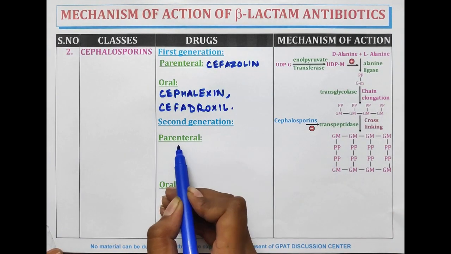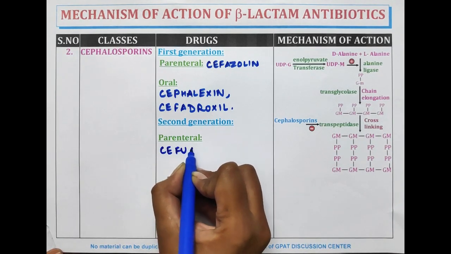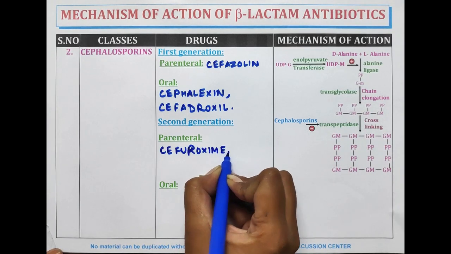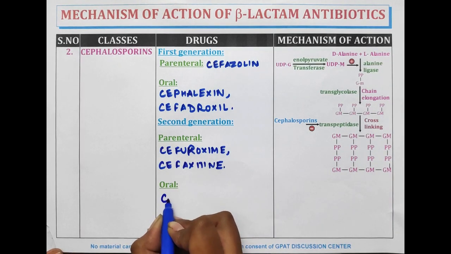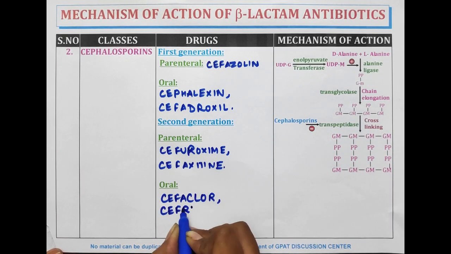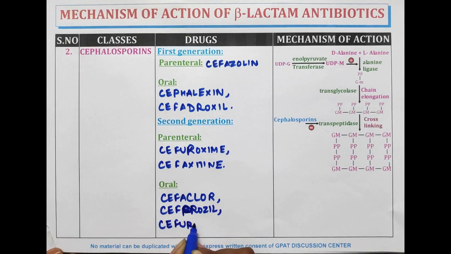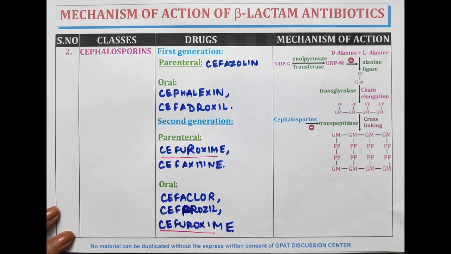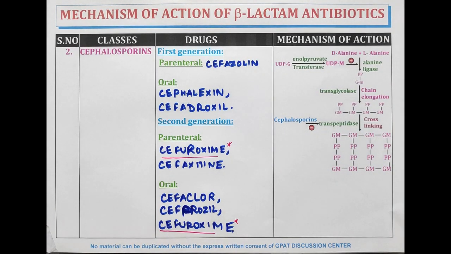Second generation parenteral cephalosporins are cefuroxime and cefoxitin. Oral antibiotics are cefaclor, cefprozil, and cefuroxime. This cefuroxime could be given parenterally as well as by oral route, but it is second generation. A question may be asked: which second generation antibiotic of the cephalosporin class is given oral as well as parenteral.